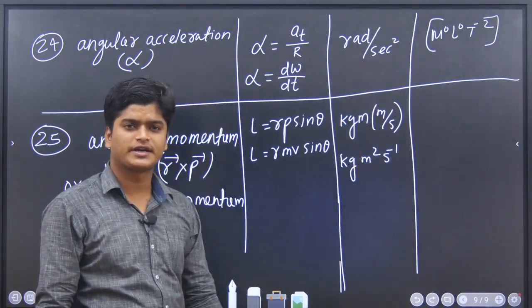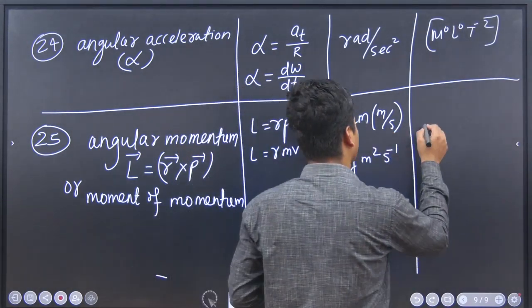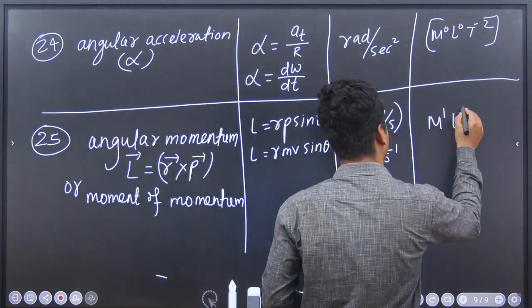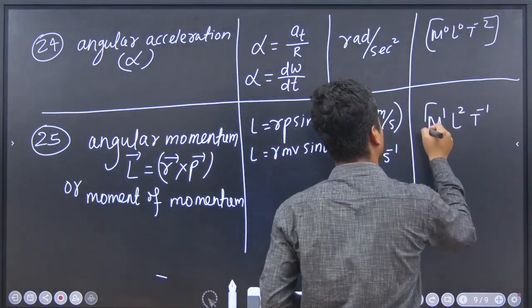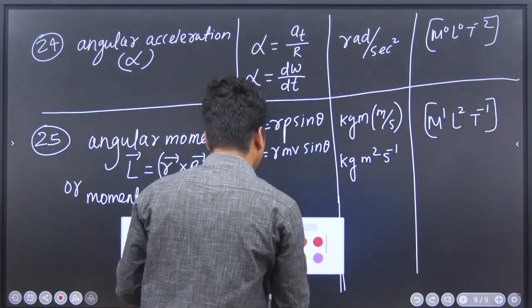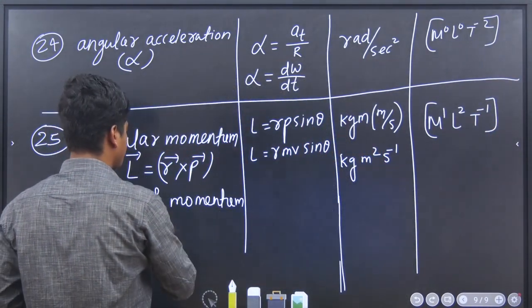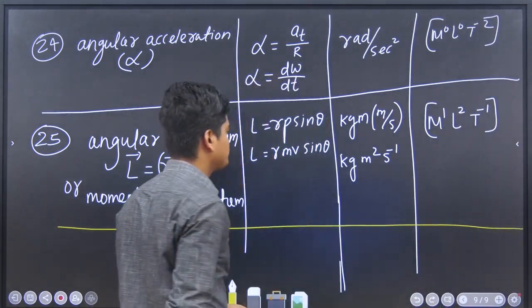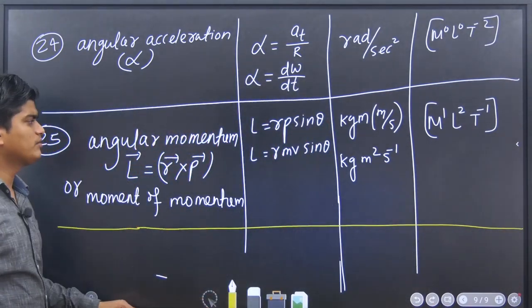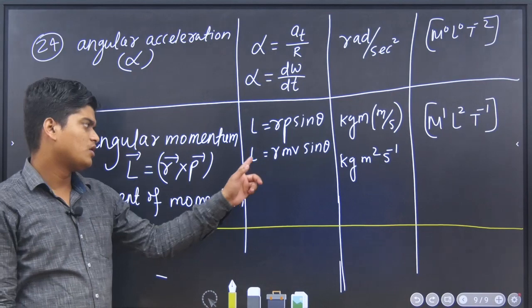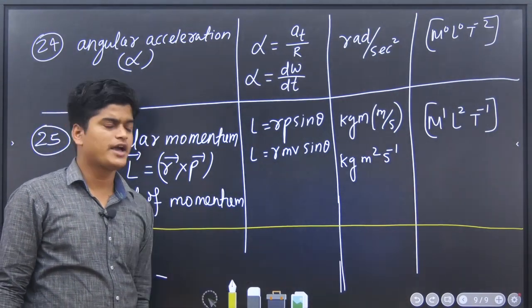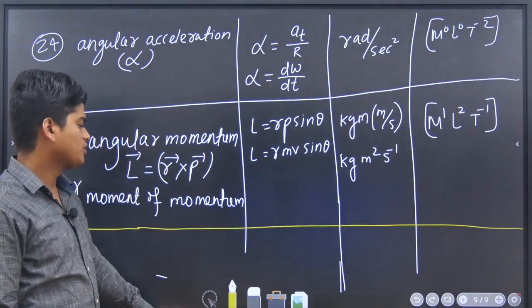So, kg meter square second to the power minus 1, or this can be written as M to the power 1 L to the power 2 t to the power minus 1. This is the dimension of your angular momentum, our moment of momentum. L equals r m v sin theta, and sin theta has no dimension or unity.